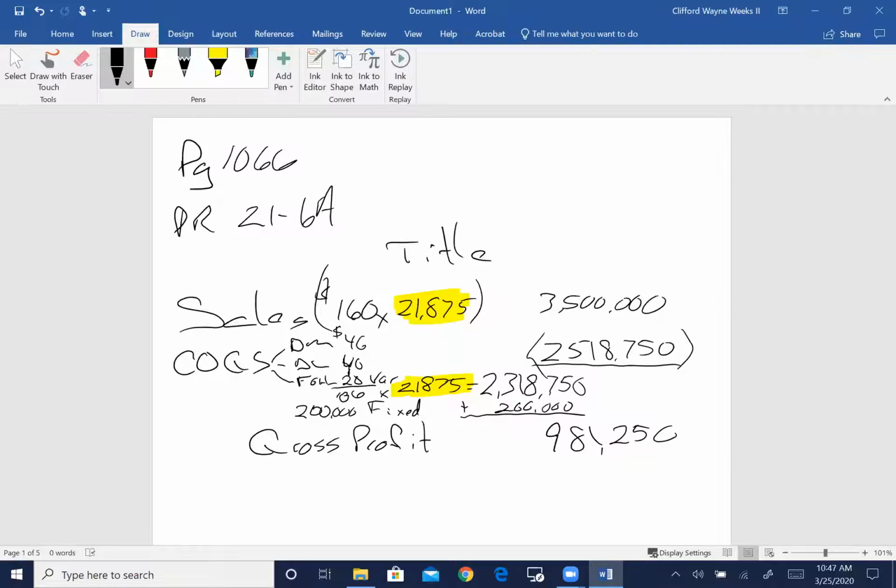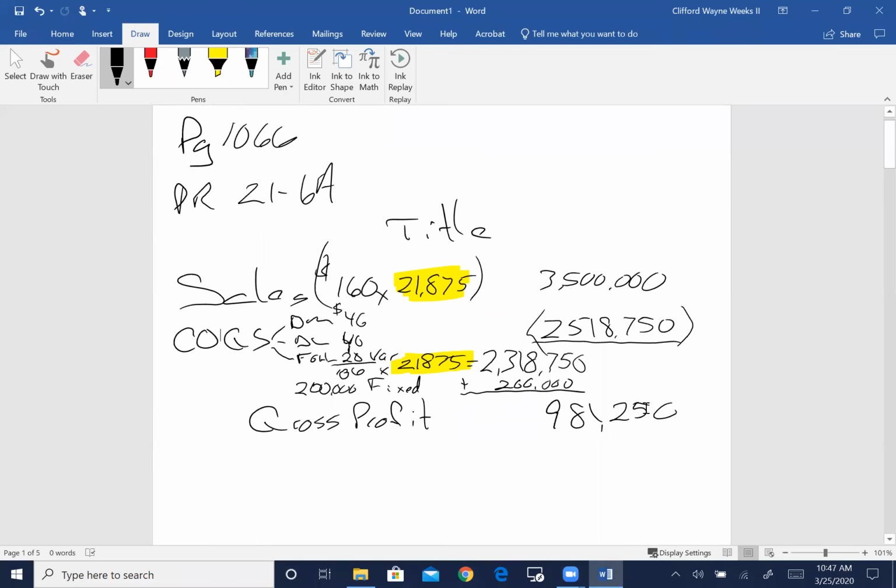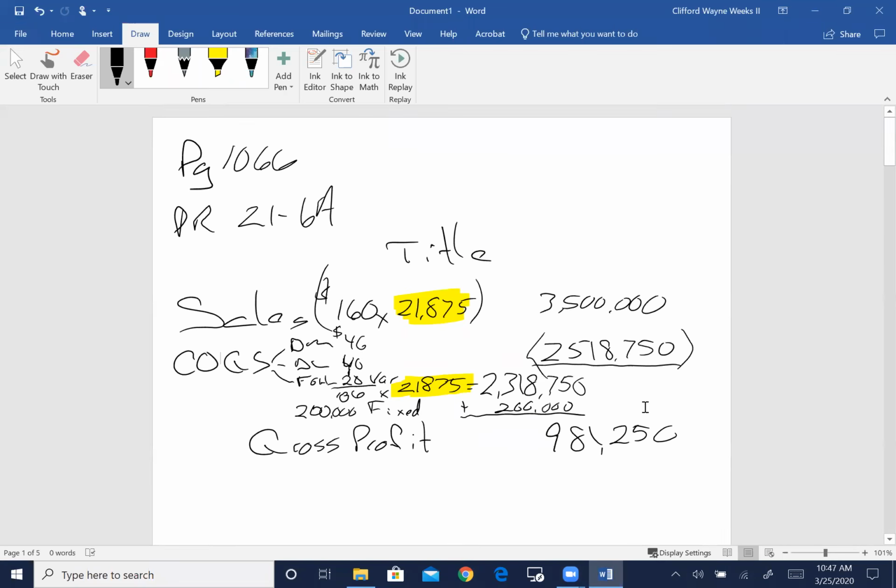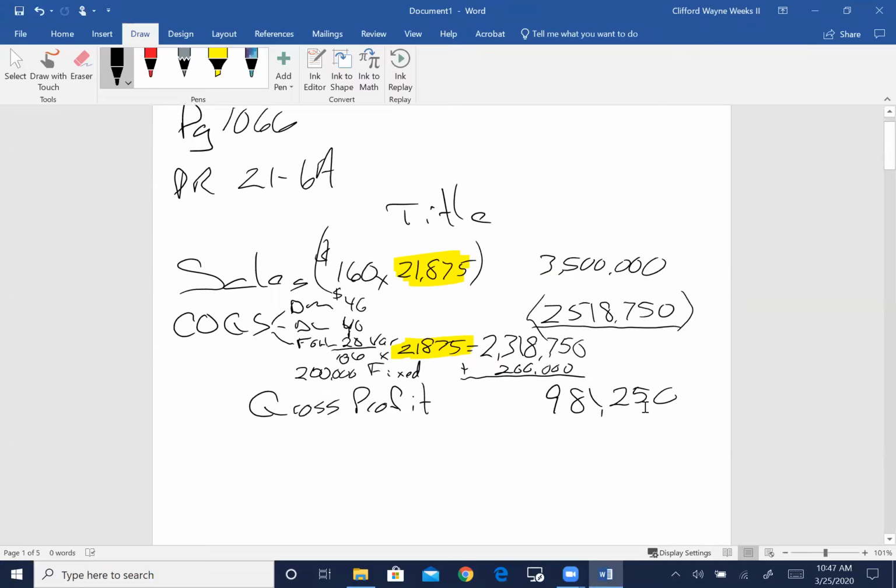Let me go ahead and share. All right, I'm sharing already. All right. Can you guys see the Word document? Yeah.